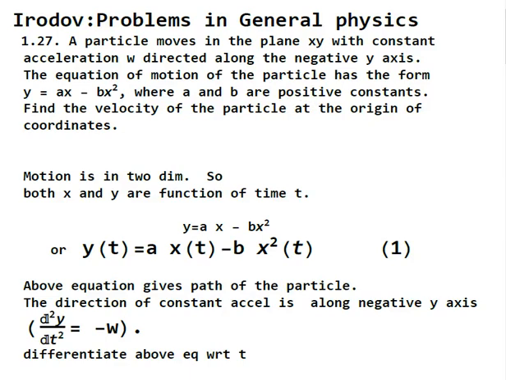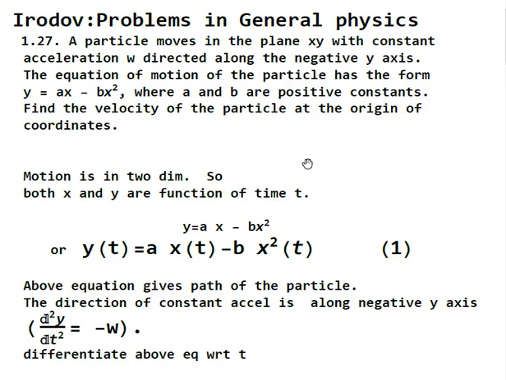इस वीडियो में हम इरोदोव जनरल फिजिक्स की प्रॉब्लम नंबर 1.27 सॉल्व करेंगे। पहले प्रॉब्लम पढ़ते हैं। A particle moves in the plane xy with constant acceleration w directed along the negative y-axis. The equation of the motion of the particle has the form y = ax - bx², where a and b are positive constants. Find the velocity of the particle at the origin of coordinates.